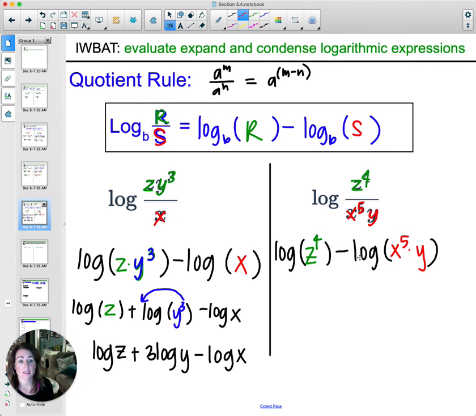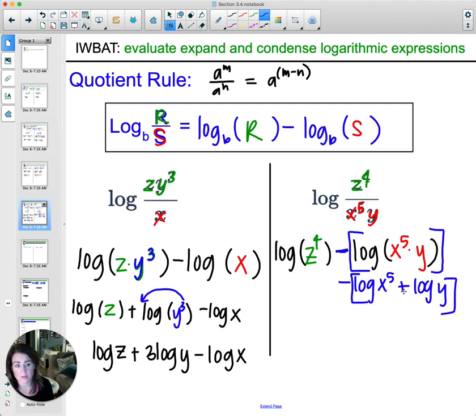Then you're going to need to split this up. Now, this is where a lot of people will go wrong because of this minus. When you do this, you need to minus both of these factors. So you're going to get a minus log x to the fifth minus log y, because it's really a minus this whole thing. If you thought about minus the whole thing, it would look like this with a plus from the factor, and then you distribute that negative in.